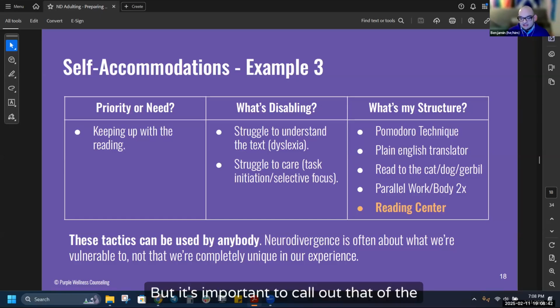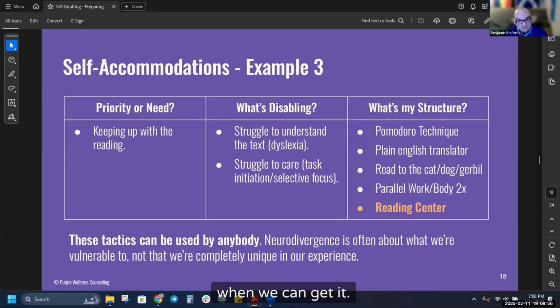But it's important to call out that of the stuff we've talked about so far, this is the first time we got to something where you would need to do a formal accommodation. This is the first time you would need to formally ask or document something. So a lot of this stuff is stuff we can do for ourselves, and we have to take that agency when we can get it.